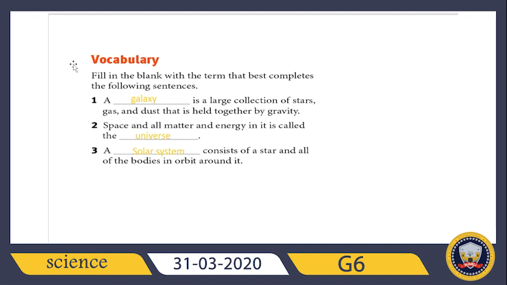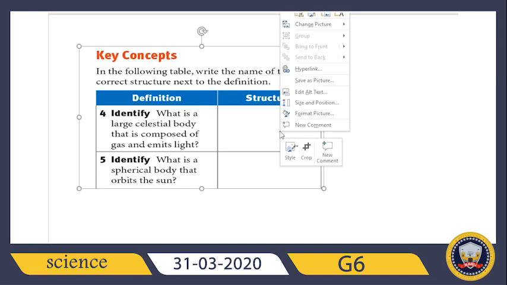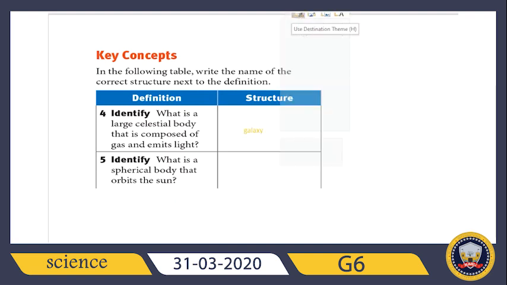So this is for the vocabulary part. Now let us try to answer this question. In the following table, write the name of the correct structure next to the definition. For question number 4: what is a large celestial body that is composed of gas and emits light? The body that is composed of gas and emits light is called what? Yes, exactly. It's called a star.